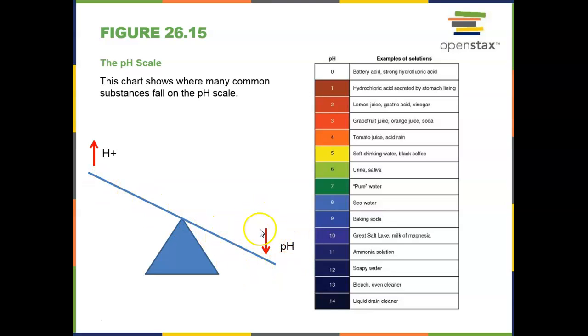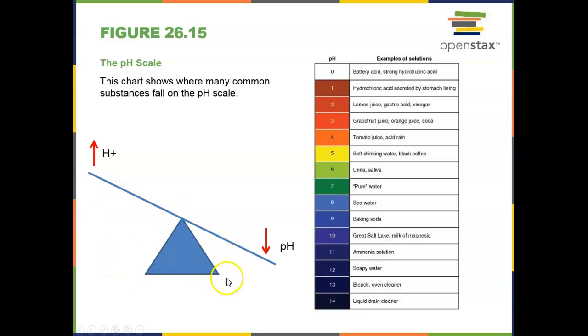So when you have a low pH, that means you have a lot of hydrogen ions. If your pH goes up, that means you're lowering the amount of hydrogen ions. So they are inversely correlated. Low pH, high hydrogen ions, high pH, low hydrogen ions, okay?